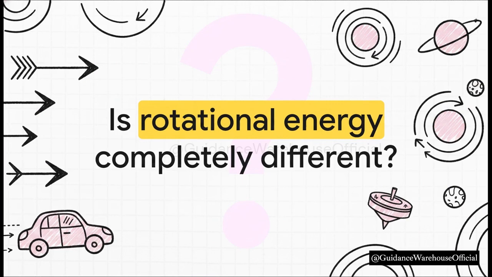Now you might be wondering, wait, is this completely different from the regular straight-line kinetic energy we already know? And the answer is a resounding no. They are exact mathematical analogs. They both represent the energy of motion. The only difference is that translational is moving in a straight line, while rotational is spinning.